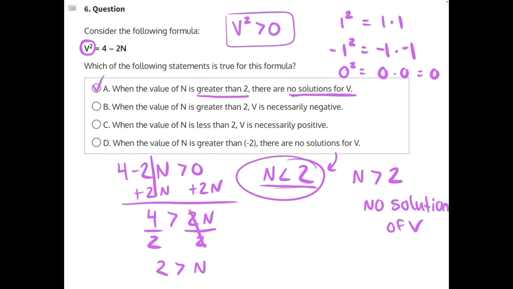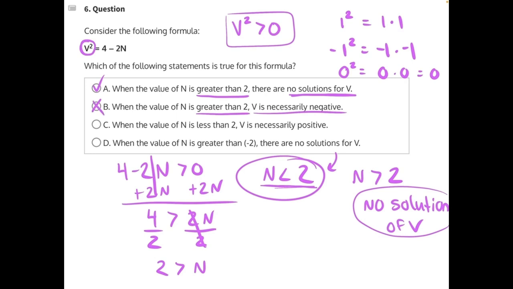At that point, you can mark A and move on with the rest of the test, but for the sake of the video, let's talk about why B, C, and D are incorrect. B says when the value of n is greater than 2, v is necessarily negative. This is not true because when n is greater than 2, there are no solutions for v. So that makes B incorrect.